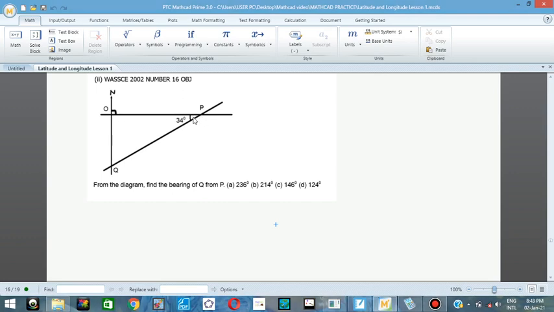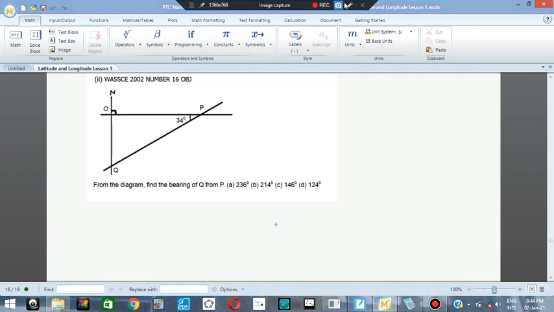And on point P, you can see the line that connects Q and P. We have this angle here. So the angle between this line and the east line is 34 degrees. Now the question wants us to find the bearing of Q from P. That means if you have your north line here on point P, you are going to turn around to this place before you come down. So the bearing from P going to Q is going to start from the north.